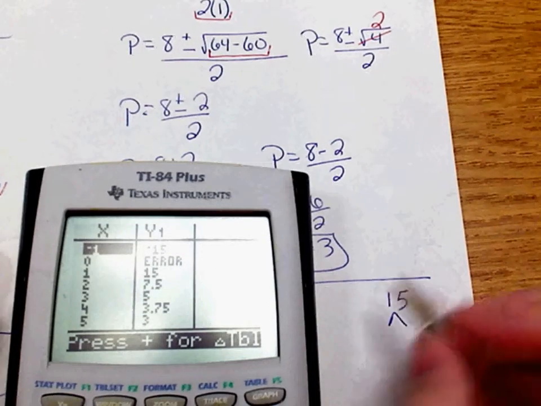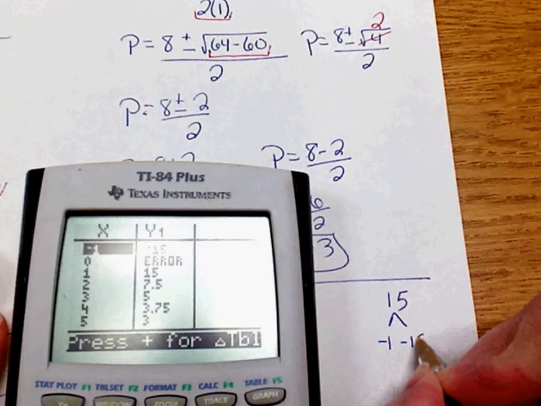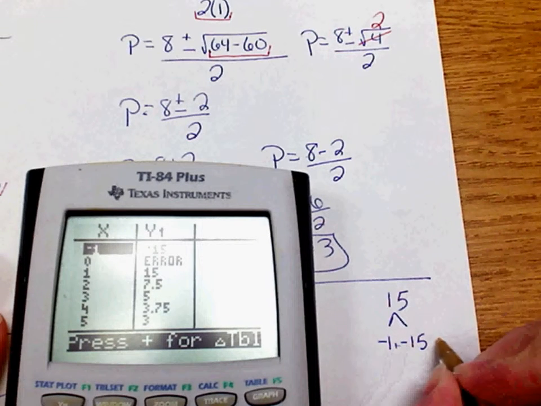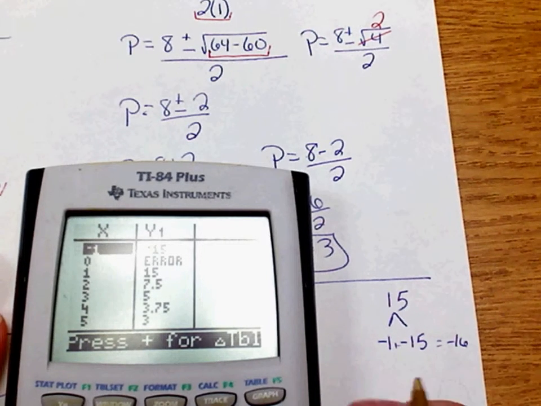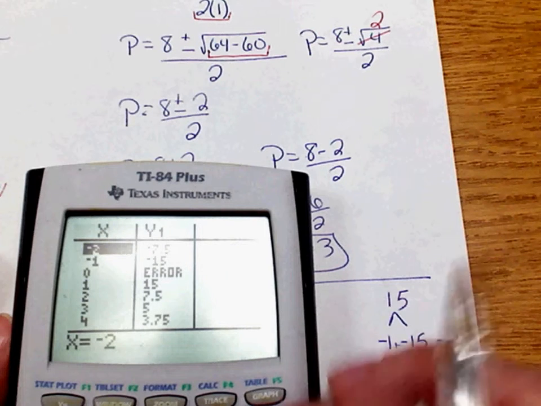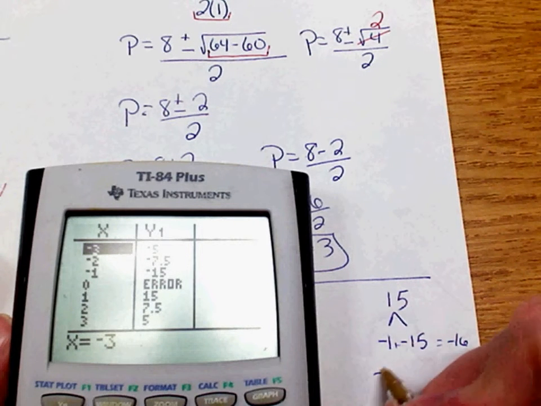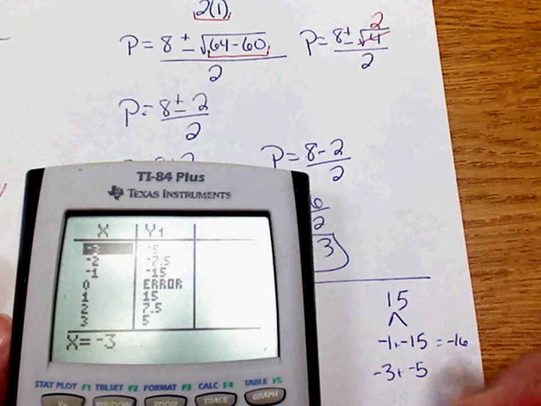So we have negative 1 and negative 15. Well, that adds up to negative 16, so that's not what I want. I've got a decimal, I don't want that. I've got negative 3 and negative 5, and that adds up to negative 8, so that's what I want.